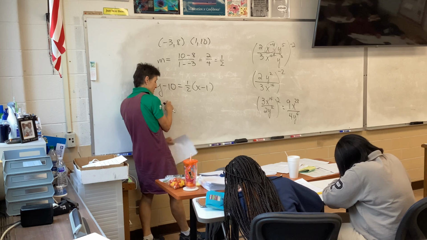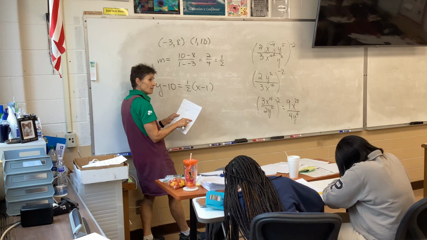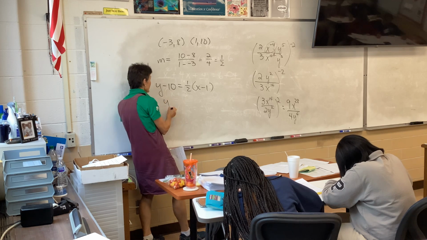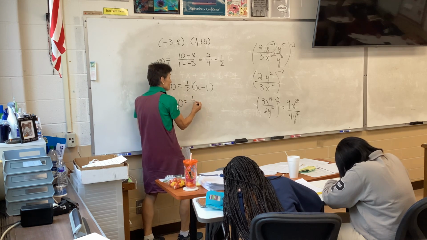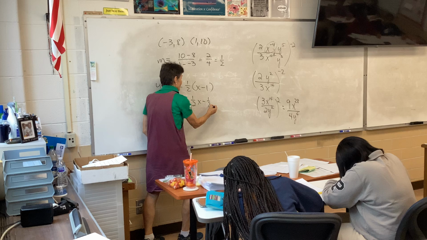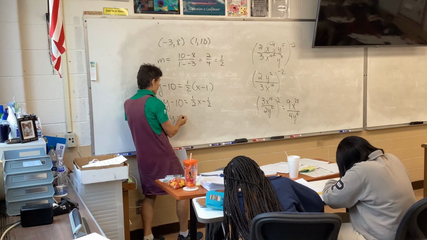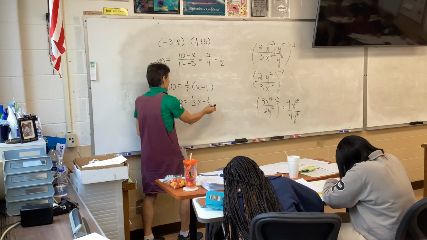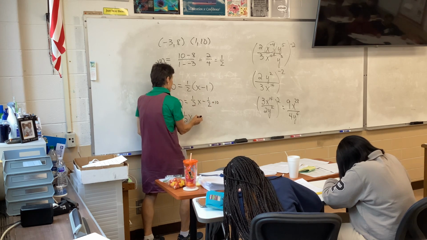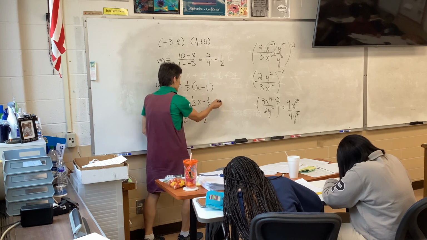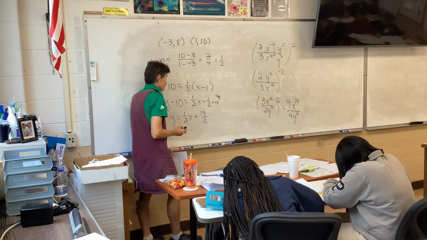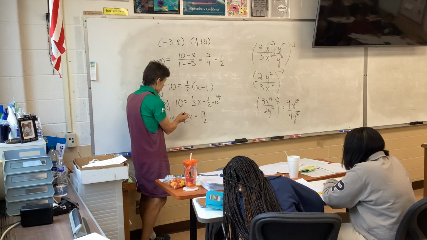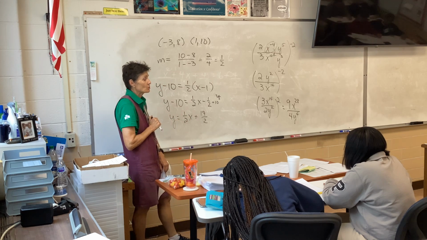This would be great if it said answer in point slope, but it says slope intercept. So I'm gonna have to go ahead and distribute and move my 10 over. So if I do it this way, I do have this extra step. What is that, 19 halves? Because this is 20 halves. And this would be the answer to the question.